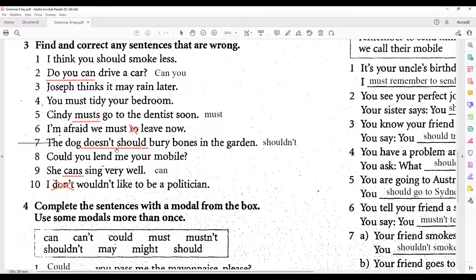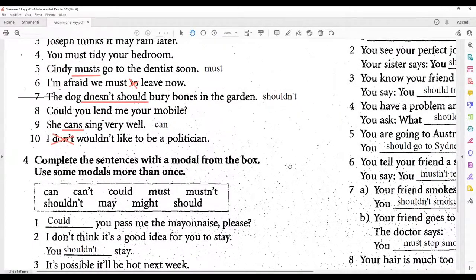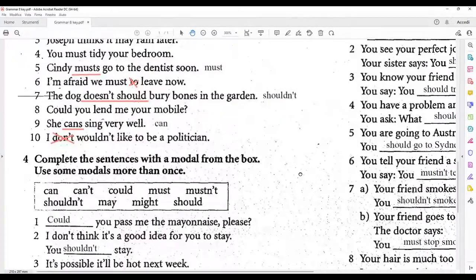The dog doesn't should bury bones in the garden. No, the dog shouldn't. The dog shouldn't bury bones in the garden. Bury, seppellire, bones, le ossa, nel giardino. The dog shouldn't bury bones in the garden. Could you lend me your mobile?